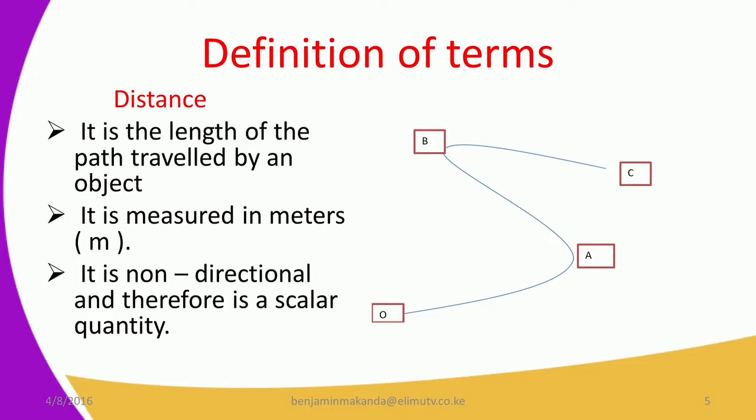And that's why we are saying distance is the length of the path traveled by an object, but not in a specific direction. So distance is non-directional. And any quantity that is non-directional, however, it has magnitude or size, we call it a scalar quantity. So distance is a scalar quantity because it only has magnitude, but we don't have the direction. The direction is not specified.